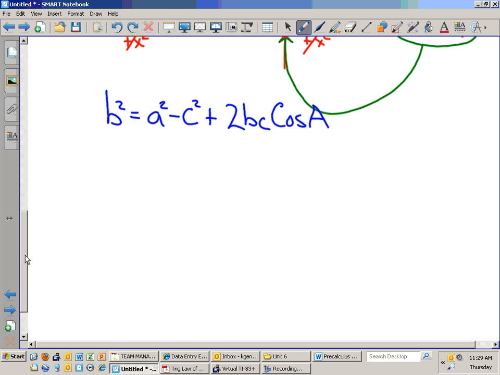Now I'm going to make this look a little bit nicer. And you're going to like it when I switch it around just a little bit here. I'm going to just have a squared on the right-hand side. So on the left-hand side, I would have a positive b squared. I would add the c squared over to both sides, so I'd have plus c squared. And I would subtract the 2bc cosine of A.